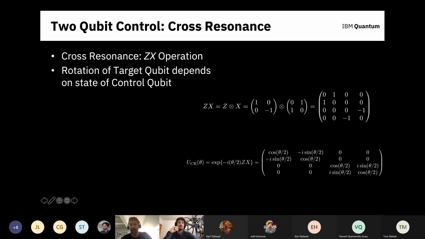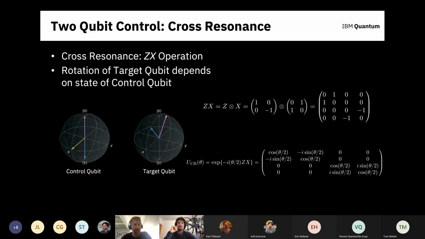What you'll see here, in this 4x4 unitary that I've generated, is that the upper left block, the subspace in which the control qubit is in the 0 state, corresponds to a positive rotation around the x-axis in the Bloch sphere. However, if you look at the lower right, the subspace in which the control qubit is in the 1 state, you'll see it's the opposite rotation around the x-axis. So in this way, you get a rotation of the target qubit that depends on the state of the control qubit.